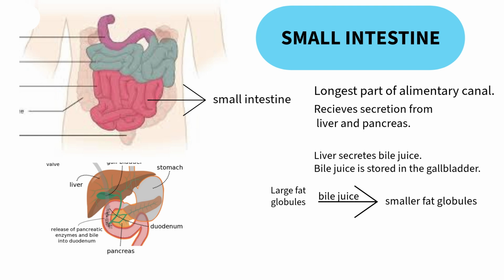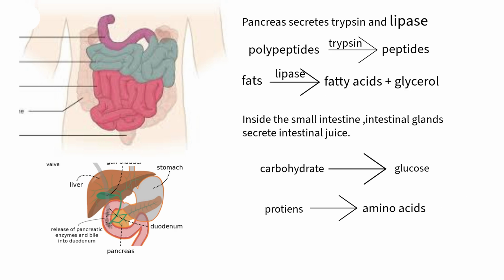The small intestine also has intestinal glands which secrete intestinal juice. The enzymes present in the intestinal juice convert carbohydrates into glucose and proteins into amino acids. So the complete digestion occurs in the small intestine.